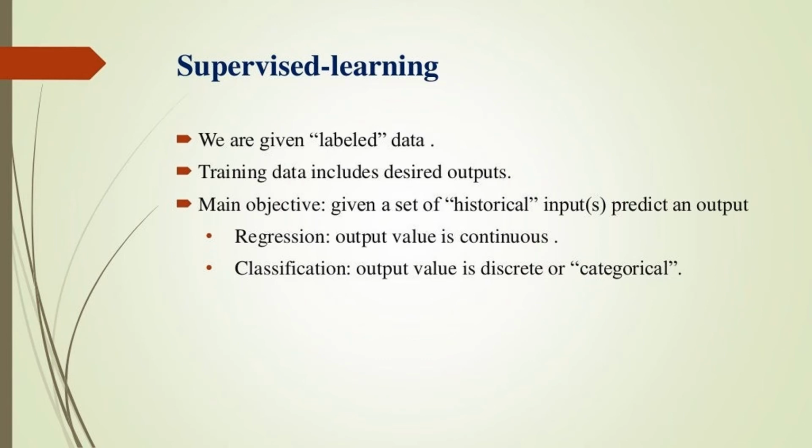Now let's see about supervised learning. We are given labeled data. Training data include desired outputs. Main objective: given a set of historical inputs, predict an output. Regression: output value is continuous. Classification: output value is discrete or categorical.